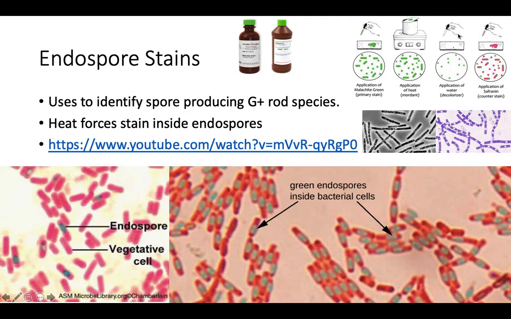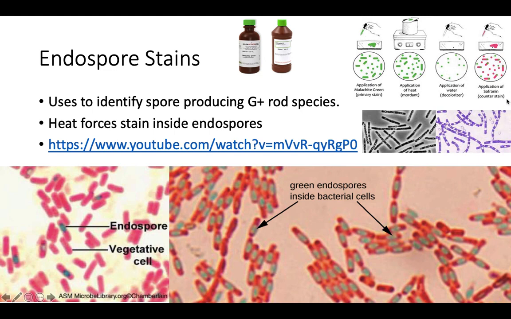So you remove the heat source, you wash away the malachite green from the cells. It washes away everything from the background. All the other cells, the vegetative cells, all have their malachite green washed away. So the only thing that's green are the little endospores. Well, how do you see the vegetative cells? Because if you look at this underneath the microscope at this point, all you'll see is a bunch of little green dots, just like this.